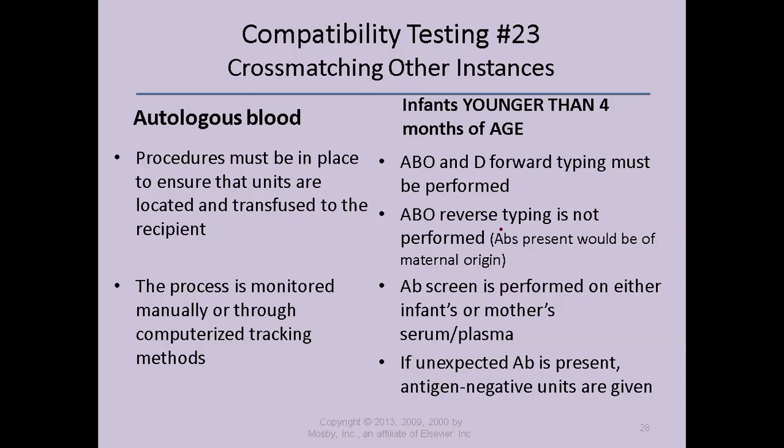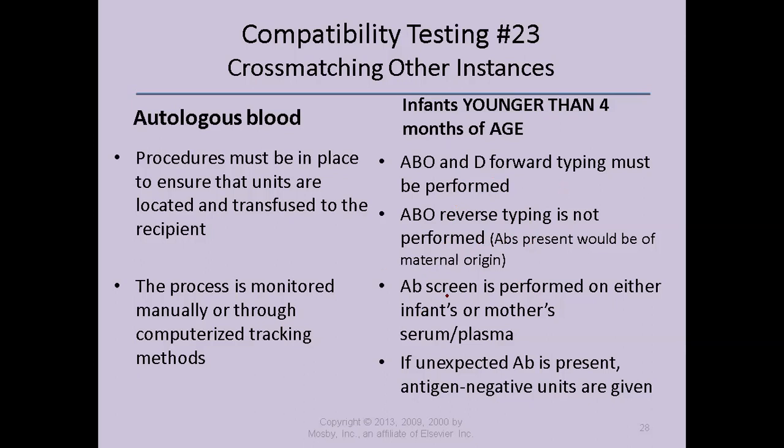Who remembers what class of antibody crosses over the placenta? Hopefully you remember IgG, right? The small one. So we do not do reverse typing because oftentimes it looks like a discrepancy. We might have a type A infant with an anti-A. How could that be? It's the mother's anti-A. It doesn't usually attack their red cells, but they have these maternal antibodies.